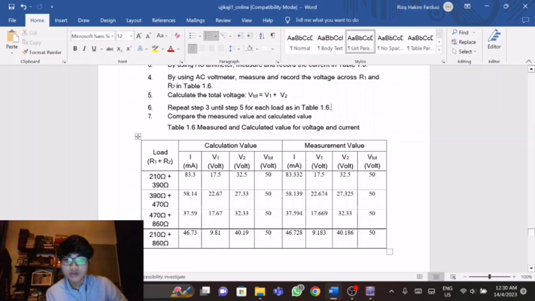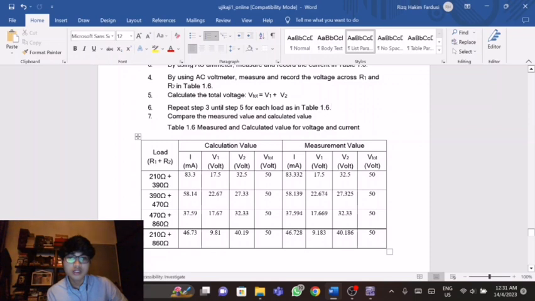Okay, for the V1 we just have to multiply I total by the R1 value, that is 210. Okay, so this is the value. For the V2, same, we change to the value of R2. How to find V2 is V2 equals I total multiplied by R2. So this is the value. V total, we just have to add these two numbers, V1 and V2. So we get the V total.